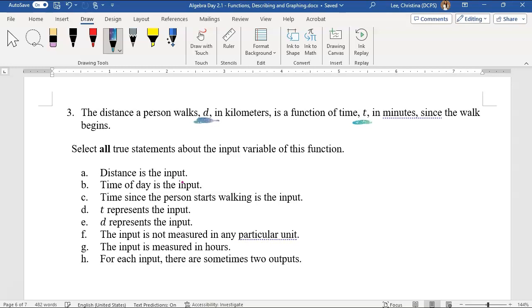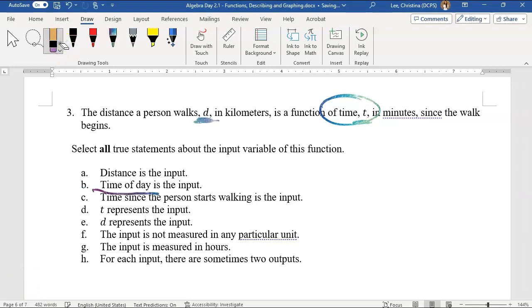So what is changing, or what is happening? If this is a function of time, then in that case the distance is not the input. The time is the input, but this is time of day.